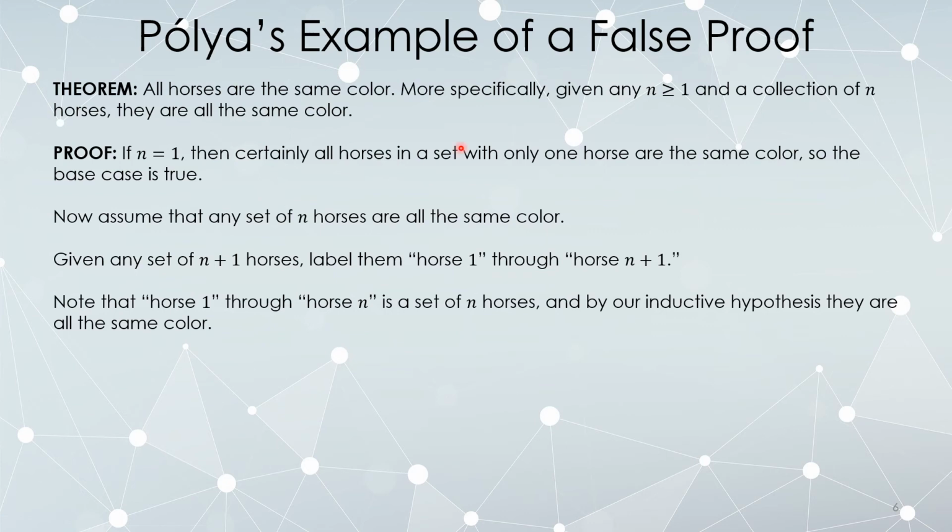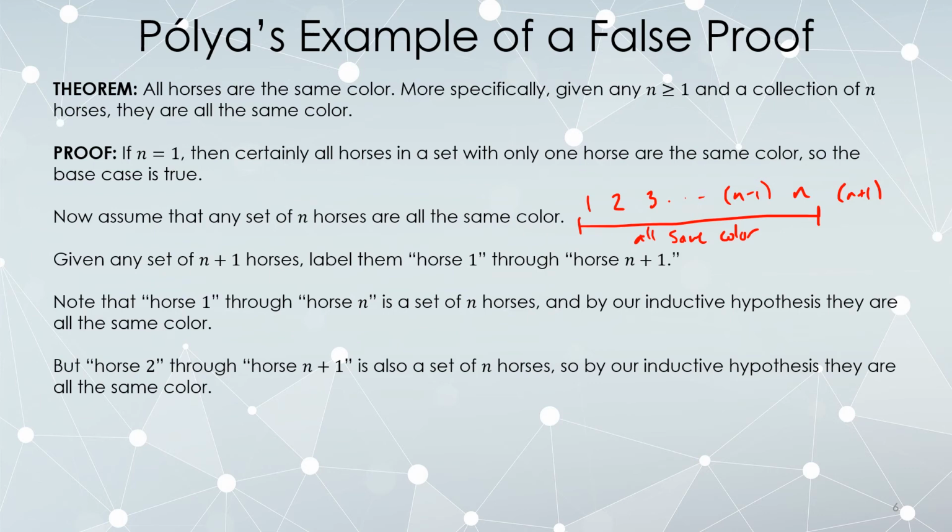Now, I've got horse number 1, and then horse number 2 and 3, all the way up to n plus 1. Previous to that, I had horse n, and previous to that, I had horse n minus 1, etc. If I make horses 1 through n into a collection, that has n horses in it. Therefore, these are all the same color, because our inductive hypothesis said, for any set of n horses, all of them are the same color. Well, here is a collection of n horses, so they all have the same color.